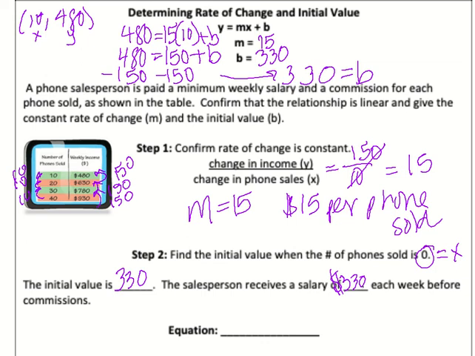Okay, so that's how that works. So now that we have M and we have B, remember this is B, wrote it up here, we can write the equation. Y equals 15x. See how that looks very similar to when we did proportions? The only difference is we're going to do plus 330.